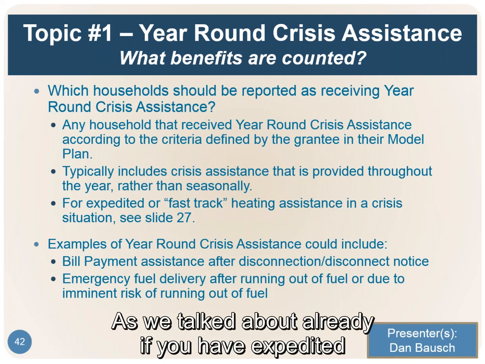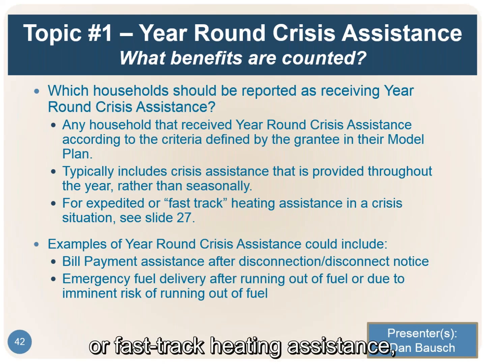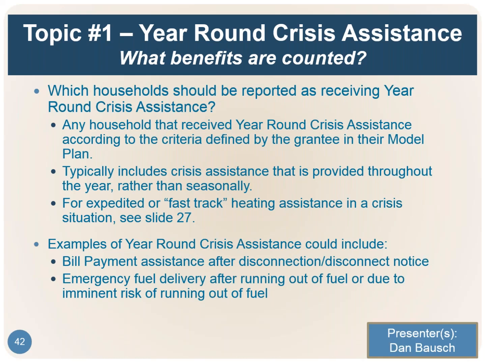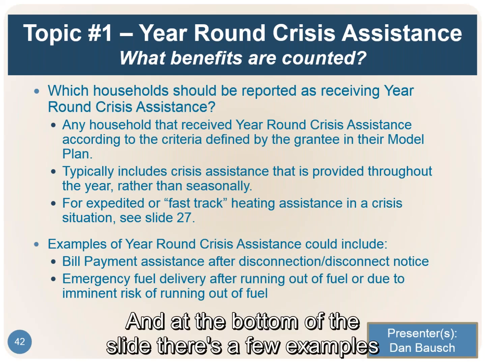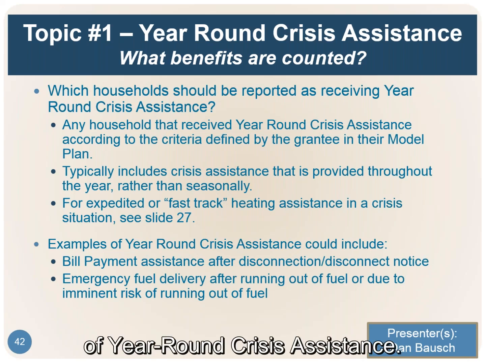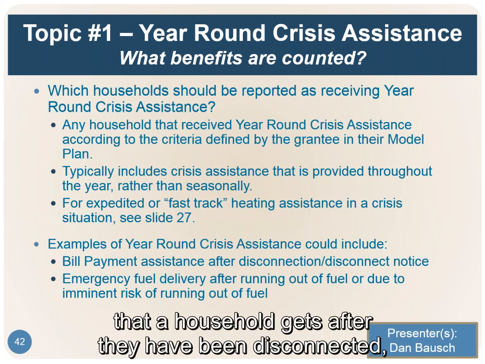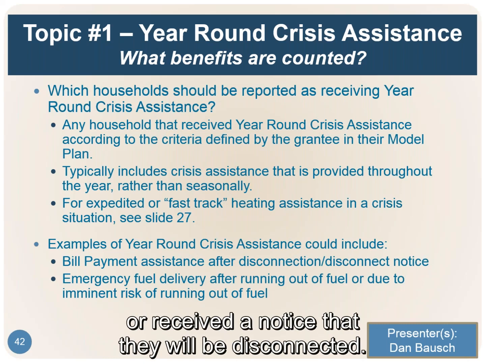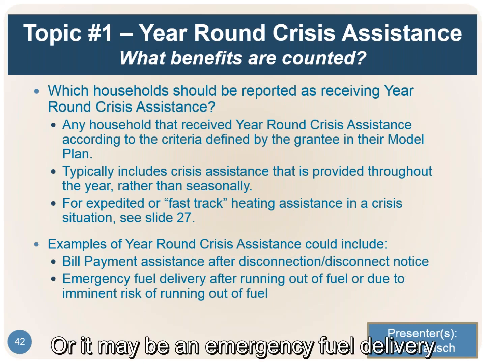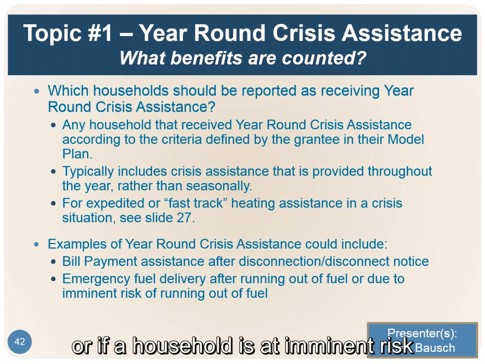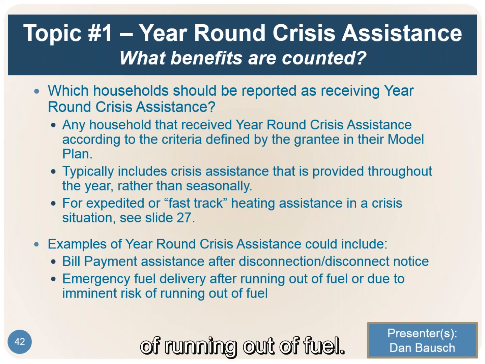As we talked about already, if you have expedited or fast track heating assistance, you should see the prior slide, slide 27. And at the bottom of the slide, there's a few examples of year-round crisis assistance. It may be bill payment assistance that a household gets after they have been disconnected or received a notice that they will be disconnected. Or it may be an emergency fuel delivery after running out of fuel, or if a household is at imminent risk of running out of fuel.